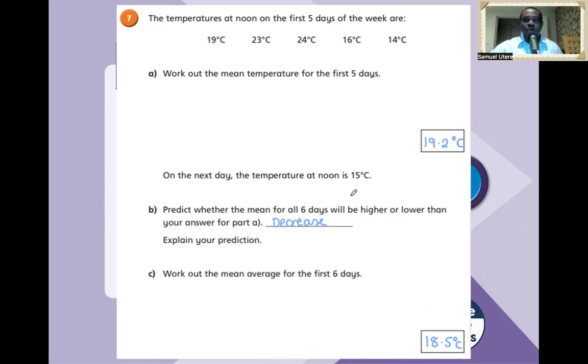Well, adding 15 does not significantly increase the number that you had that you divided by 5 to get this number. So you know that the mean would decrease. Okay? It just increased by 1 degree compared to what you had before. But now you're dividing by a higher number, which is 6. So obviously you have a decrease.